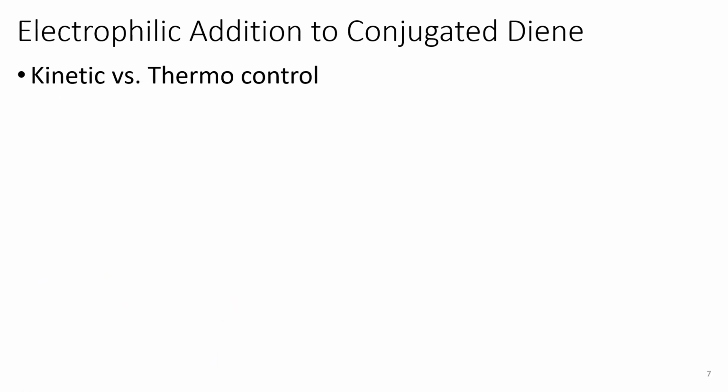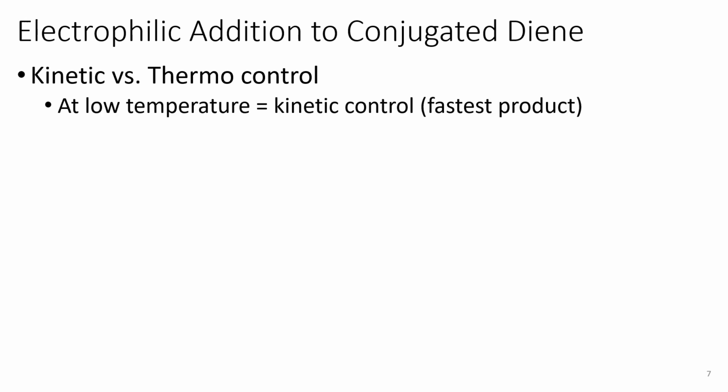With our addition to our conjugated dienes, we also talk a little bit about kinetic versus thermodynamic control. This will allow us, instead of producing an equal mixture of our compounds, to favor either the 1,2 or the 1,4 product. So remember, kinetic control is the product that we produce the fastest.